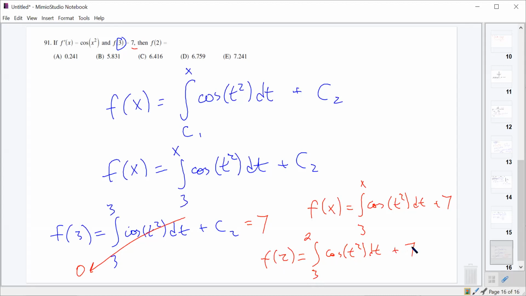So that's a setup. You don't need to write out all of those steps if you're able to just say, okay, I know the lower limit needs to be 3, that makes the constant 7. You can just go straight to this step if you want to. Then you just plug that into your graphing calculator, and it will tell you what that value is. I don't know offhand what it is.